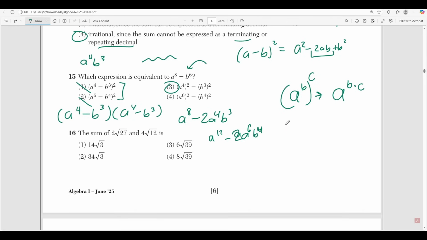So if we look at choice 3, a to the power of 4 raised to the power of 2, that's the same thing as saying a to the power of 4 times 2, or a to the power of 8. And b to the power of 3 to the power of 2 is the same thing as saying b to the power of 3 times 2, or 6, and that's equivalent.